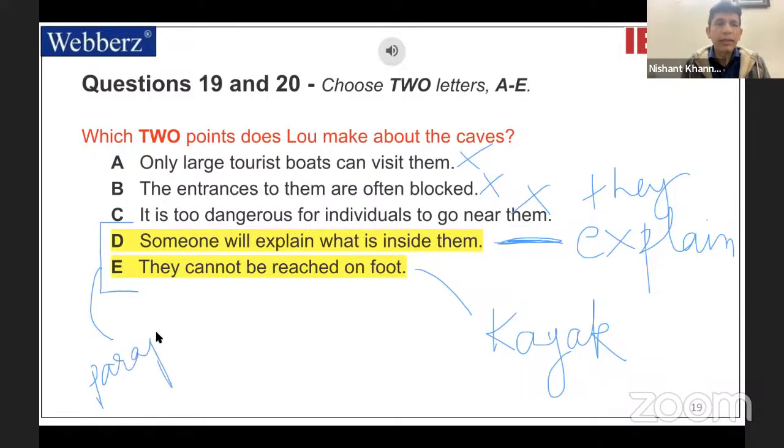So I'm going to play this again for you because I'm dead sure that you still don't understand a part of it. So let me play this once again for you.